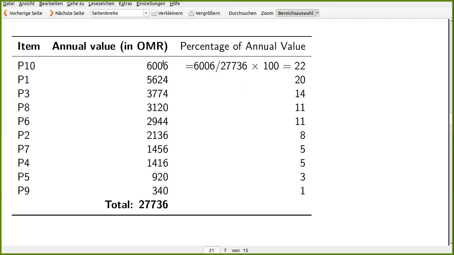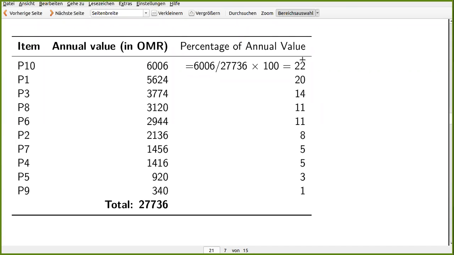And then I calculate the percentage of the annual values just by dividing the annual value of an item, which is here 6,006 for P10, by the total, 27,000, etc., multiplied by 100 to get the percentage. So this means 22% of the annual value is used for product P10. And product P7 amounts to 5% of the annual value.